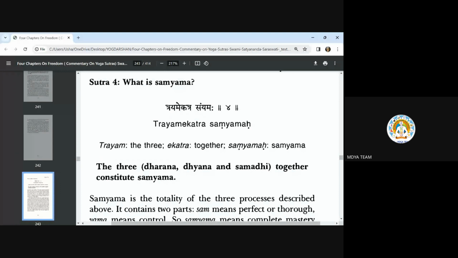Clear? Madam, in the samadhi, there will be a sabija, na? Yeah, there will be sabija. And when sabija is mastered, then a person will be nirbija. So, sanyama is a synonym for sabija also. So, it doesn't go into nirbija. When one has practiced sanyama, they are still in the state of sabija samadhi.